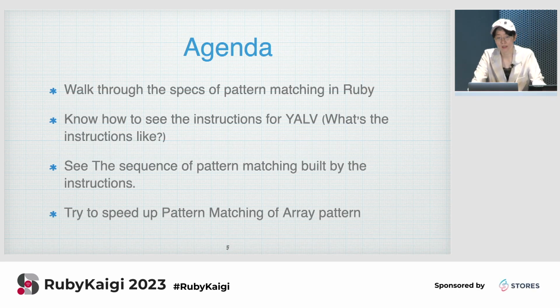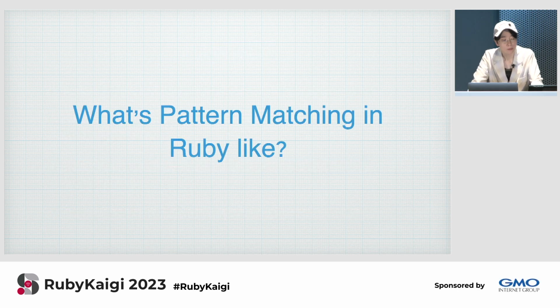So in this talk, we are going to walk through the specs of pattern matching in Ruby, and next, learn how to see the instructions for variables and what the instructions look like. Then we will see the sequence of the pattern matching built by the instructions, and finally, try to speed up pattern matching of array patterns. The first step of reading pattern matching is knowing the specification of it.